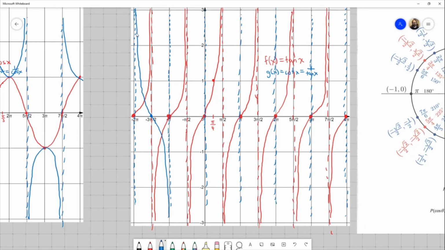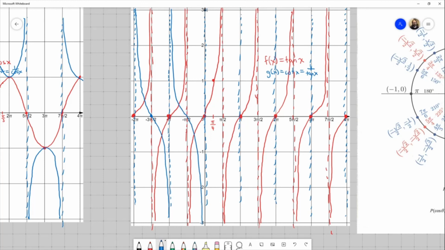So each period, now that's, I just drew one full period of the cotangent function there. Each period of the cotangent function will look exactly the same. We'll just copy it over. It goes from large and positive down through 0 down to large and negative.